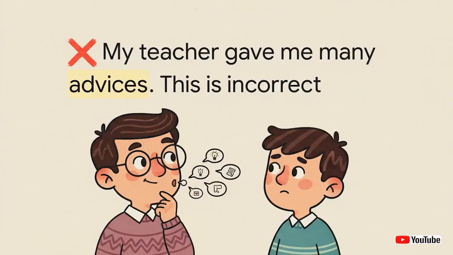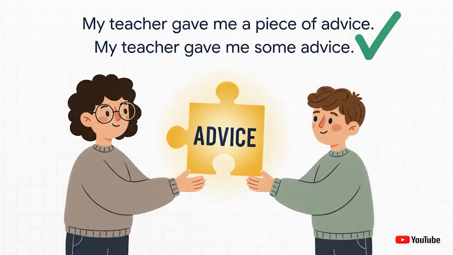And here we go. This is probably one of the most common mistakes out there. It makes sense, right? You can give someone multiple suggestions, so it feels natural to say advices, but in English, advice is treated like a single, uncountable concept. So the correct way sounds like this.